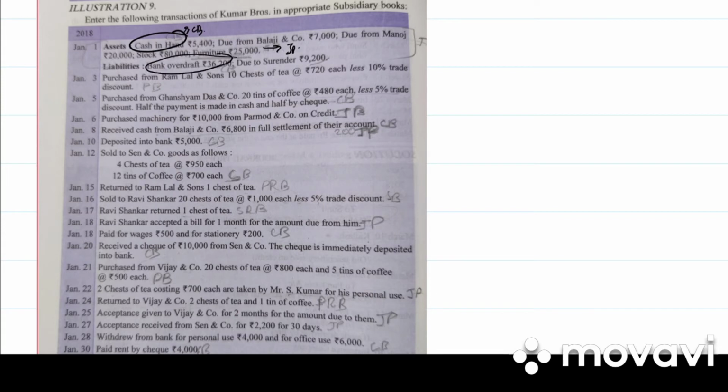Then we have bank overdraft. It will again be written in the cash book. Due to Surendra, journal proper. Then we have purchase from Ramlal and Co., 10 chest of tea at 720. This will be written in purchase book. Then we have purchase from Kancham Das and Co. Half the payment is made in cash and half in check. So this will be in our cash book. Purchase machinery from Pramod on credit. So this is our journal proper.